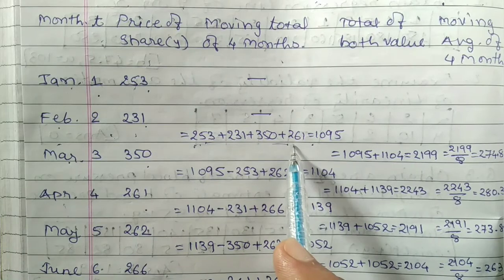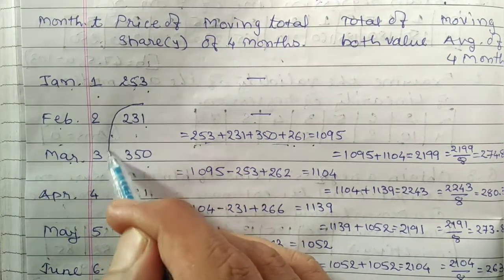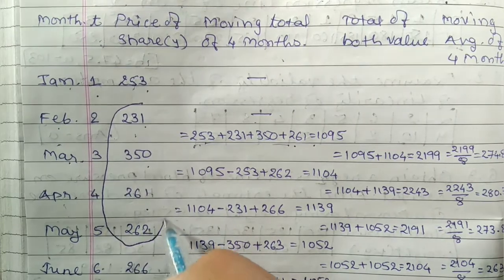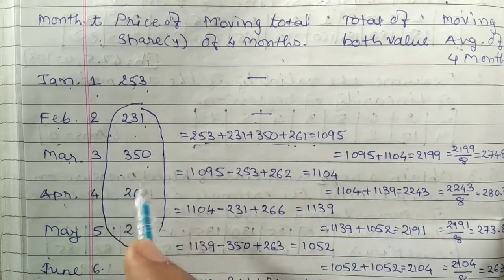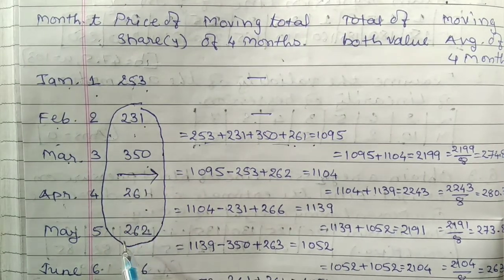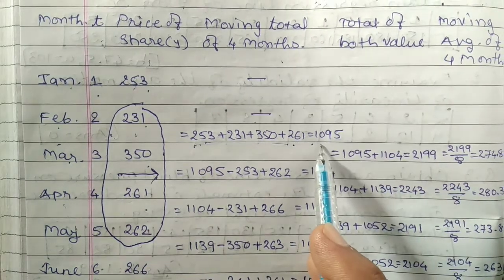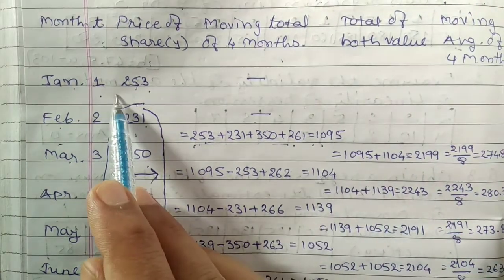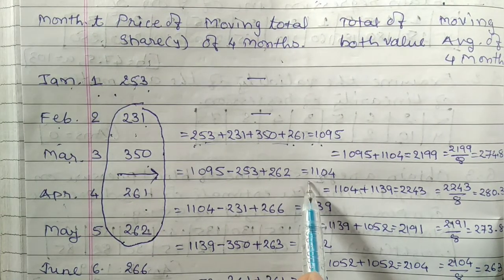These are the total of 4 years. Now let's move to the next 4 years. That means these 4 years will be your next calculation, and you are about to write your answer here in between this four monthly total. So the answer would be 1095 minus 253 plus 262. The answer comes to 1104.